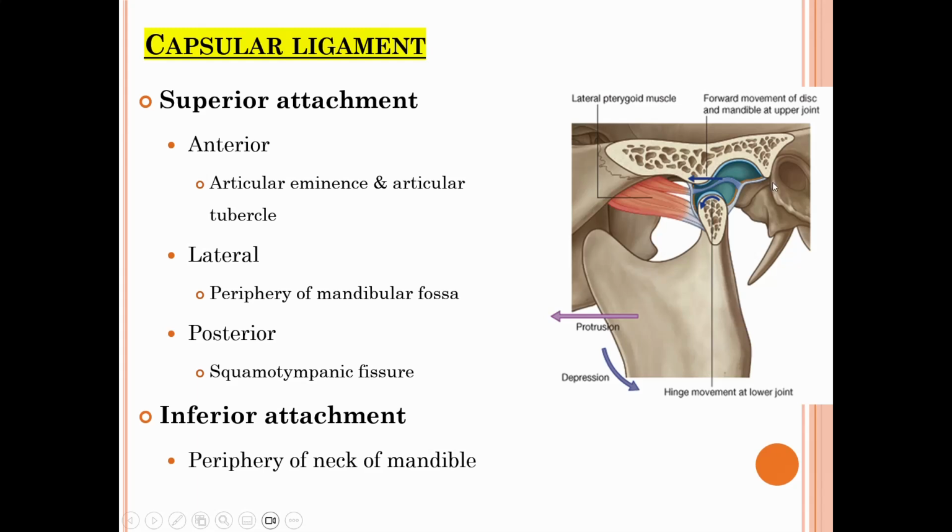the squamotympanic fissure. The squamotympanic fissure is a fissure which is present between the squamous part of the temporal bone and the tympanic plate of the temporal bone. So here is the tympanic plate. When you read about the external auditory meatus and middle ear, then you will know what the tympanic plate is. And the inferior attachment you can see here, the periphery of the neck of the mandible. All these provide attachment to the capsular ligament of the temporomandibular joint.